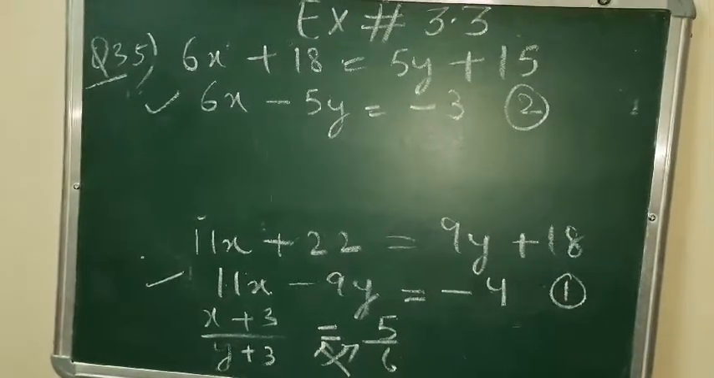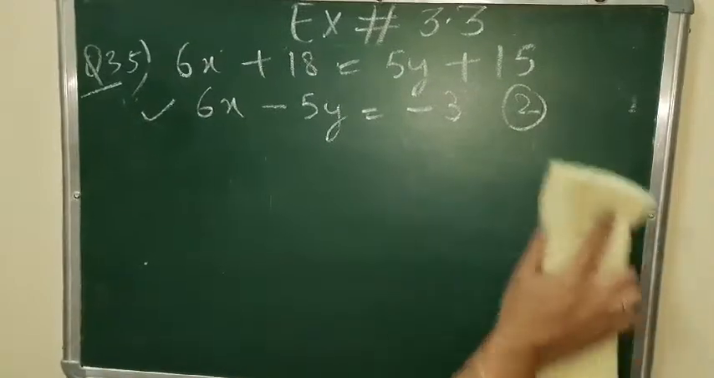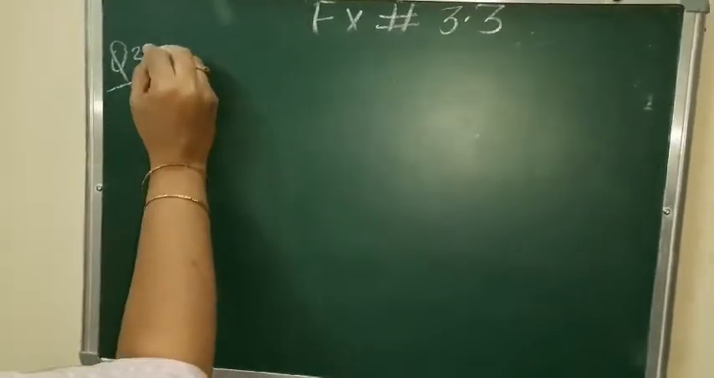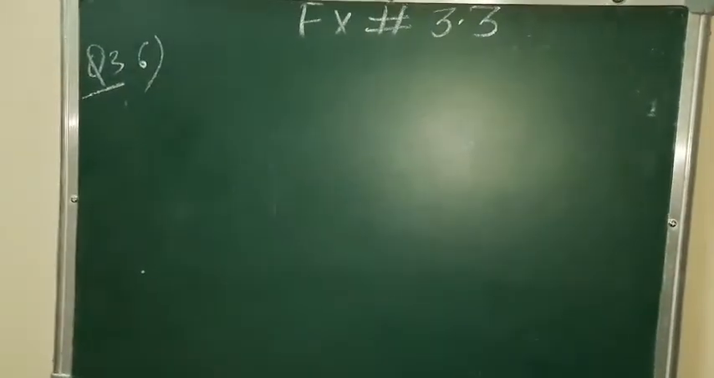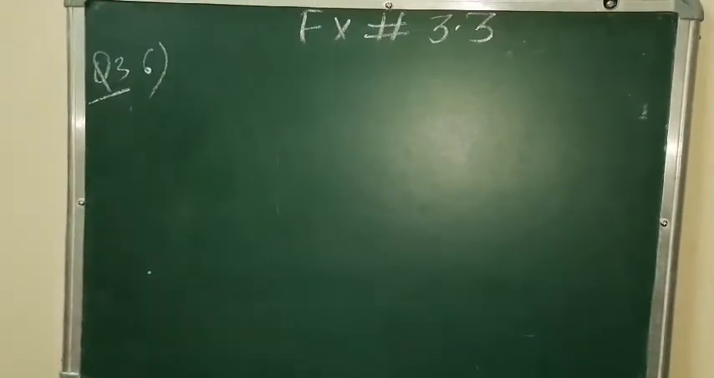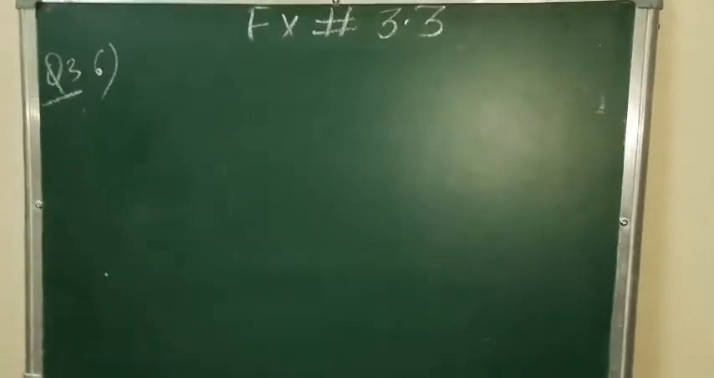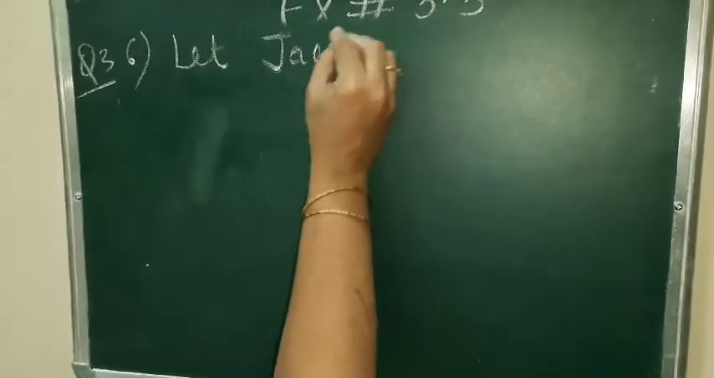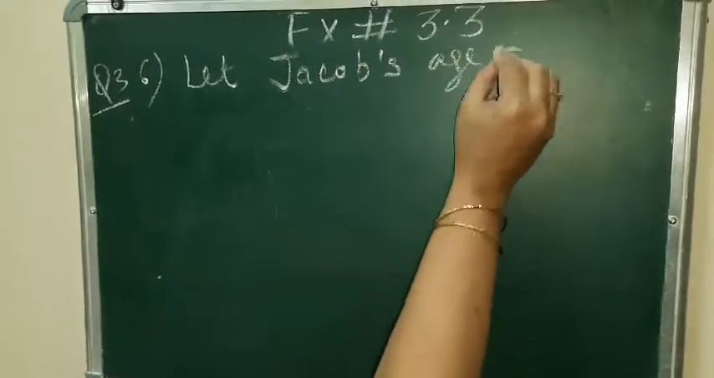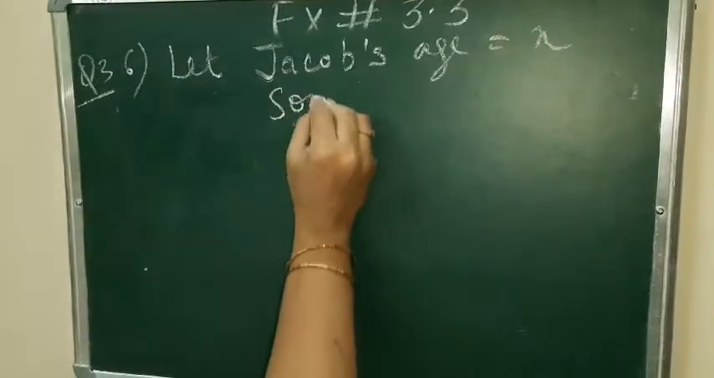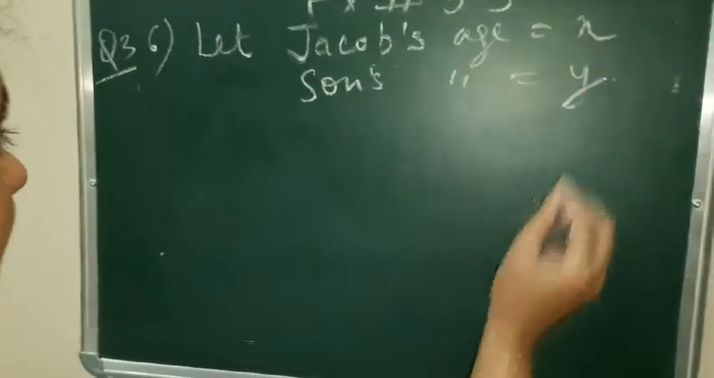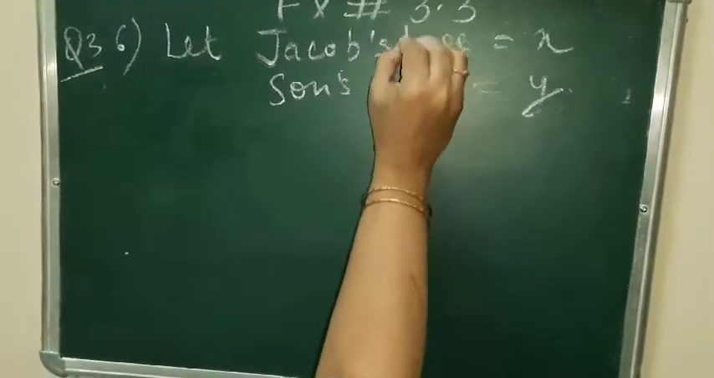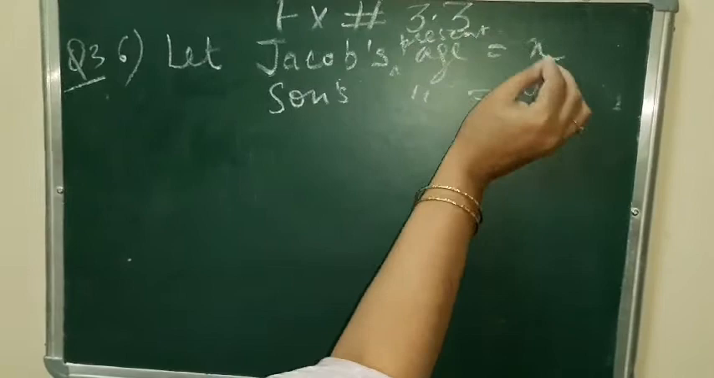Last question of the exercise. 5 years hence. What do you mean by hence? Hence means after. So after 5 years, the age of Jacob will be 3 times that of his son. That means there are 2 persons, Jacob and his son. So let Jacob's age be x, son's age be y. We don't know both the ages, but this is the present age we are talking about. Let Jacob's present age be x.